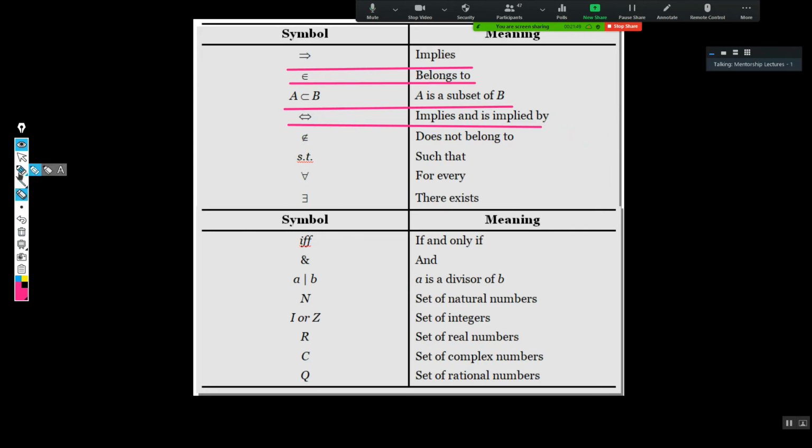Next is the opposite of belongs to. This is belongs to, this is does not belong to. And ST is used, meaning such that. This slash will also be used. And it is read like this: X is such that.